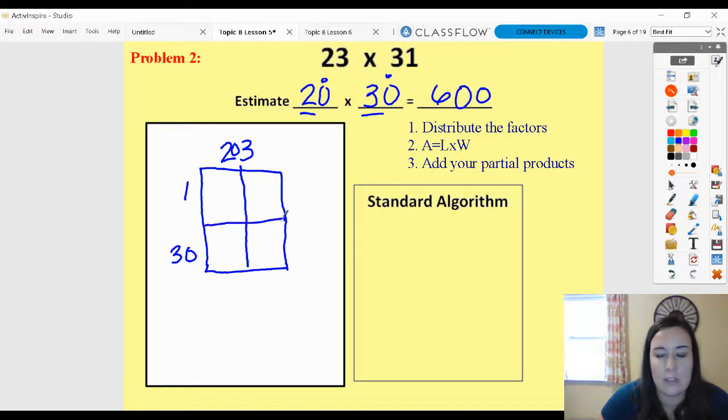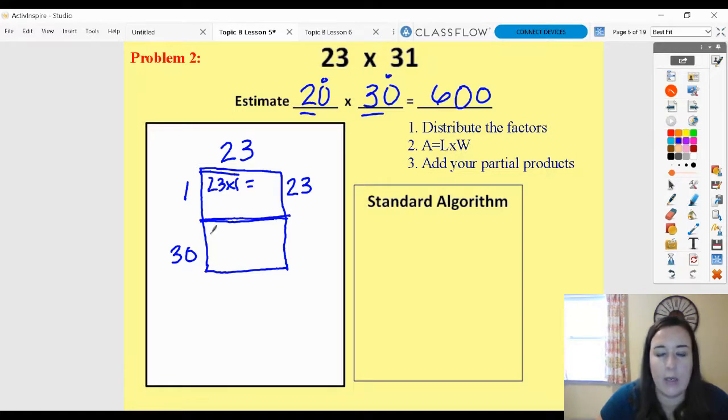You end up having to do 4 partial products together instead of just 2. So it's not that you can't do it that way. If you need to do it that way, you are more than welcome to. We're just trying to eliminate the number of opportunities for a mistake. So here I have a length of 23 and a width of 1. So I have 23 times 1, which gives me a partial product of 23.